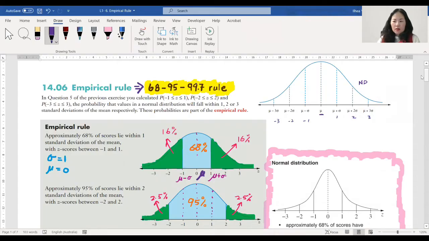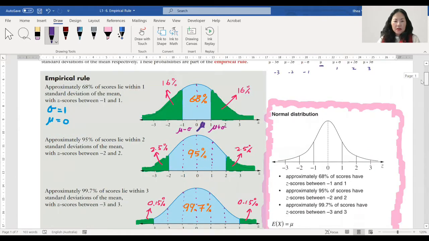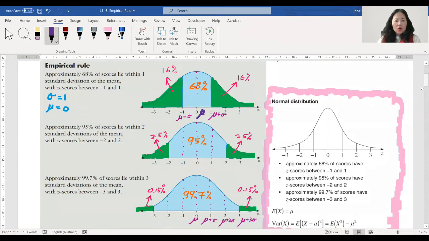So let's have a look at the empirical rule here. Approximately 68% of scores lie within one standard deviation of the mean, above 1, below 1. I just put all these colors in there for you to remember. That's the 68% of the bell curve, okay, the area we're talking about.